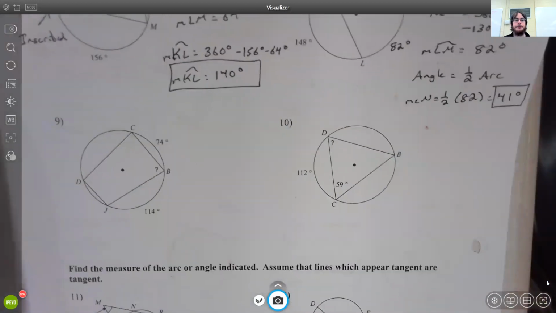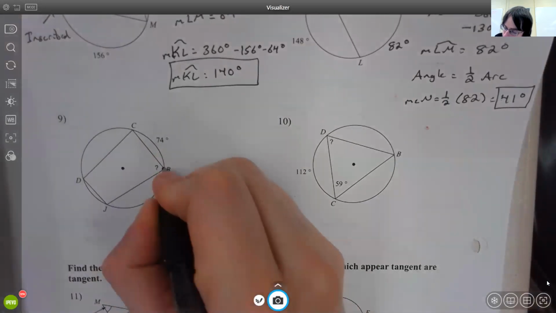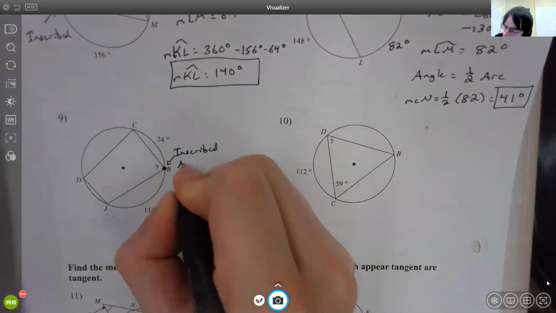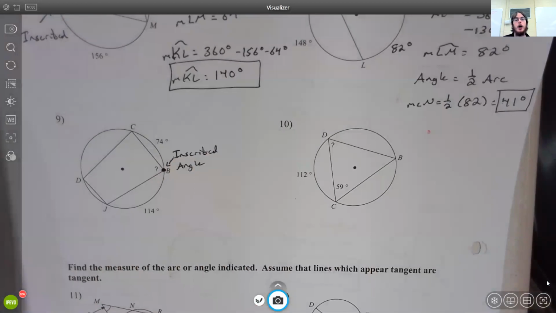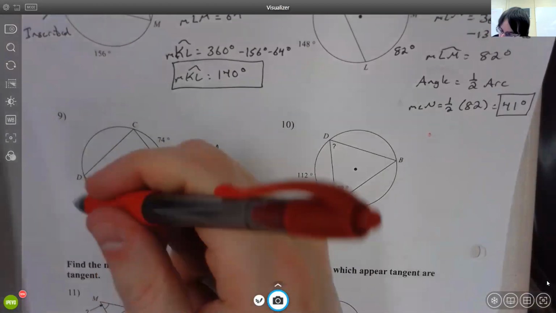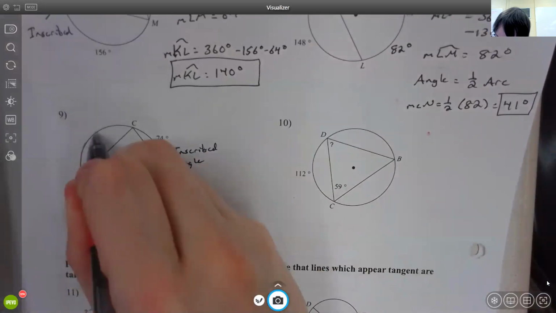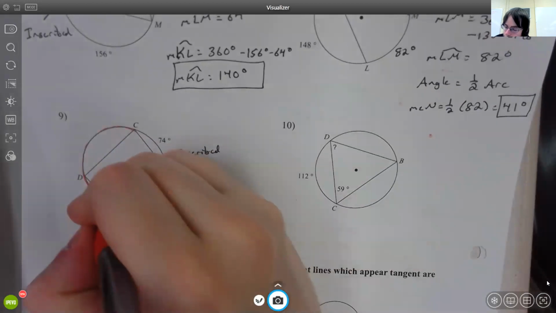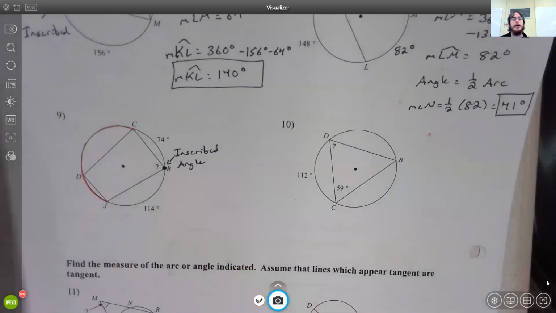Number 9. We're looking for angle B, and angle B is an inscribed angle. Since angle B is an inscribed angle, we need to know what arc we need to find in order to determine it. Here, angle B starts at J and then goes to C, because those are the lines that connect the angle together. So if we could find arc JDC, we could determine what angle B is.